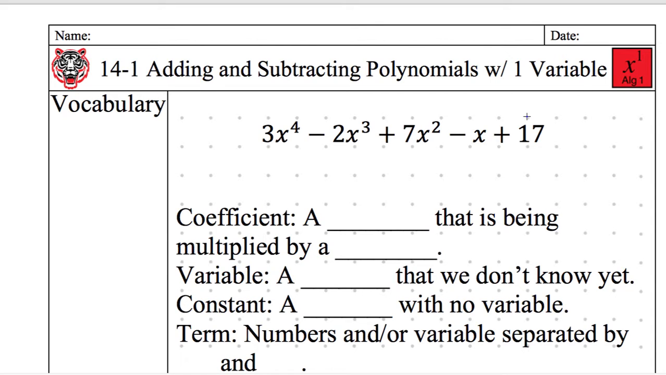We are in Algebra 1 on our brand new unit, Unit 14. Today's date is Wednesday, March 27th, 2019. Please put the date and your name on the paper, on your notes.